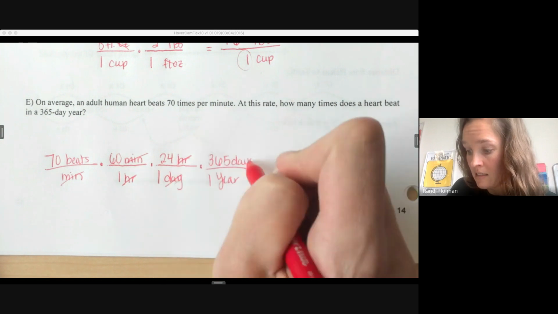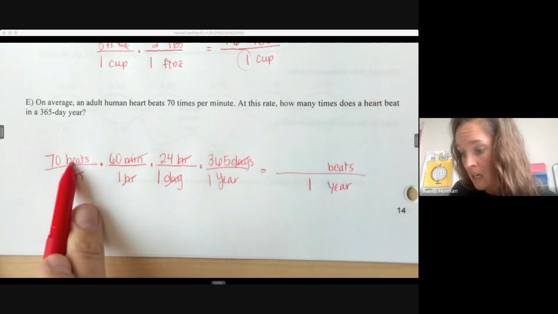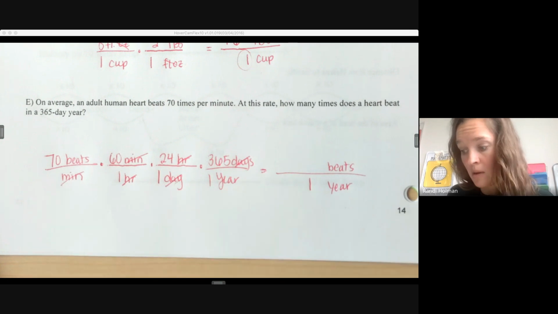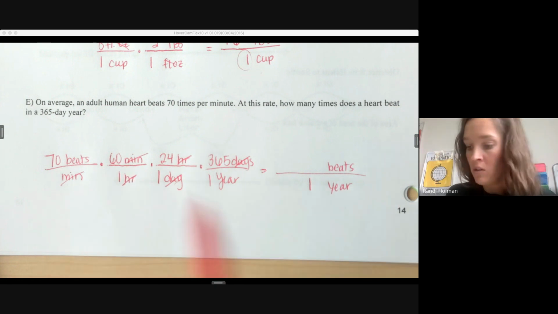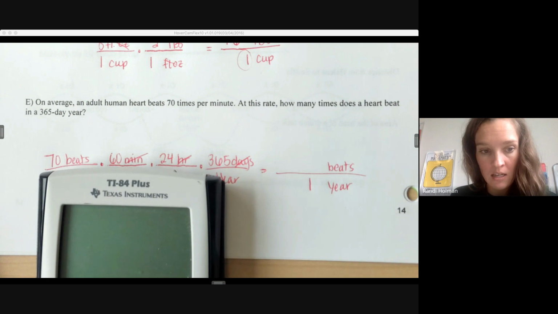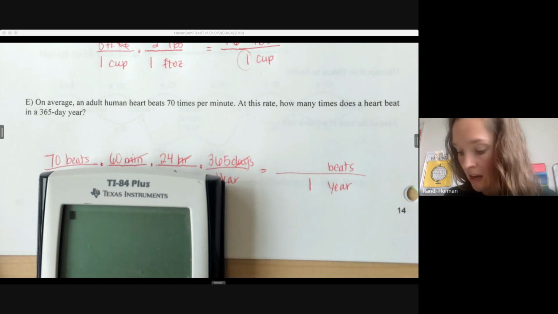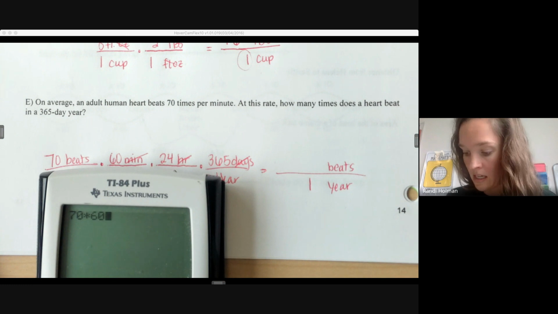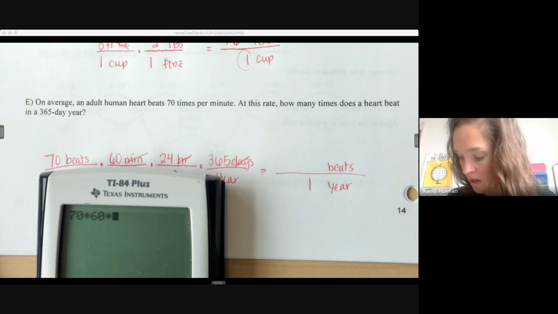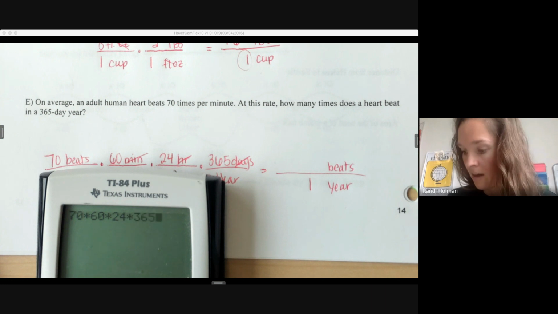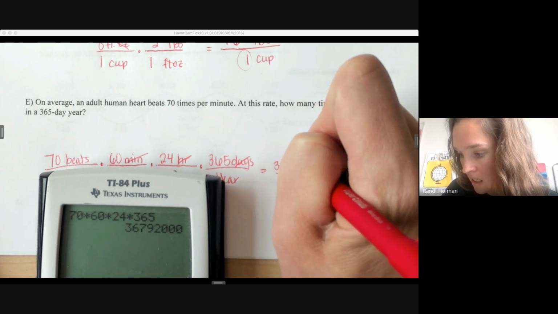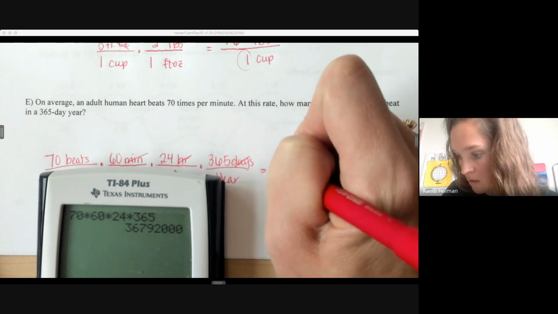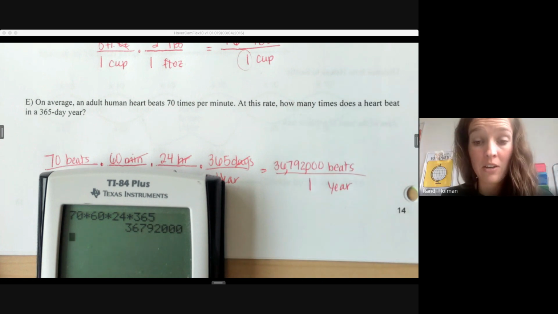And so then days. Okay, and look, we're left with beats in my numerator and years in my denominator, which is what I wanted. Denominator is 1 times 1 times 1 times 1, 1 year. Awesome. Numerator, we're going to end up with a big number here. We get 70 times 60 times 24 times 365. Should be a really big number, right? We're looking at how many times does your heart beat in a year? Some commas in there so we can make sense of it. 36,792,000 beats in 1 year.